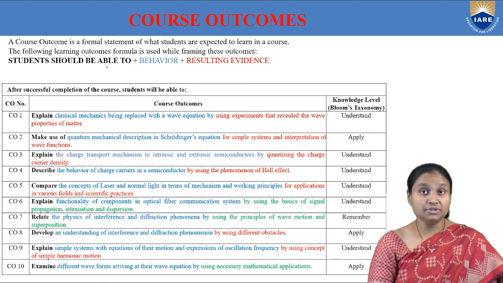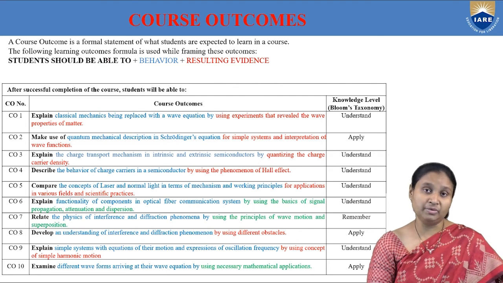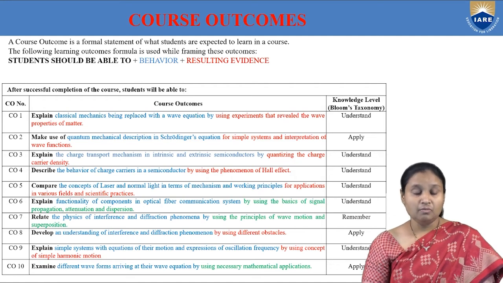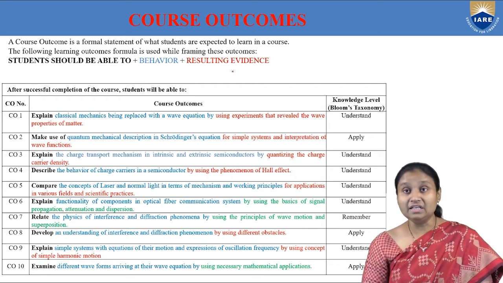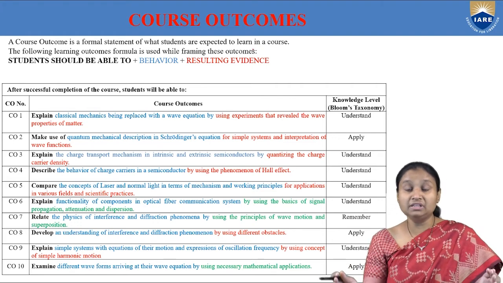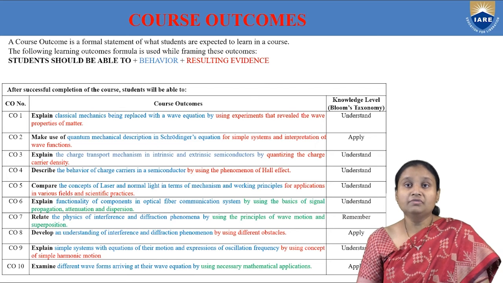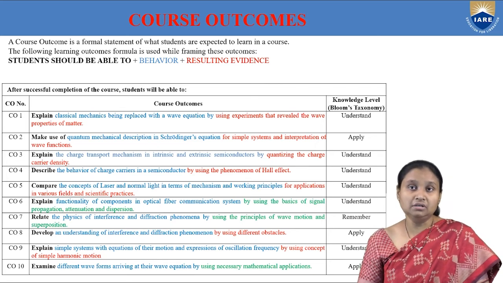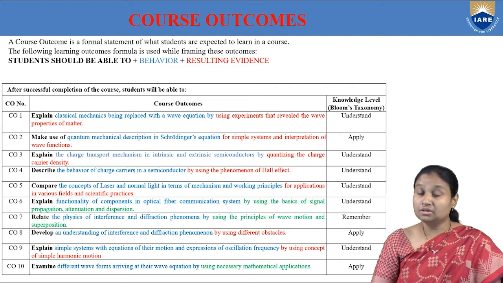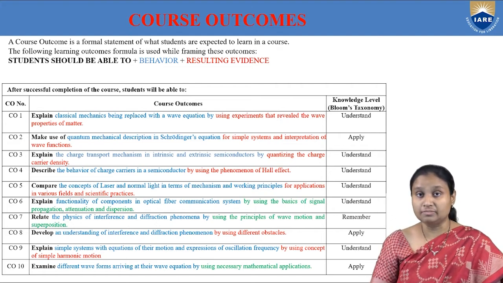The first part is: the student should be able to, what he is able to do from a particular course, plus its behavior. So from learning a course, plus what is the final resulting evidence after learning the course. Based on these 3 factors, by putting them together, we are going to frame course learning outcomes. As you can see here, there are 10 course outcomes for the engineering physics course syllabus.